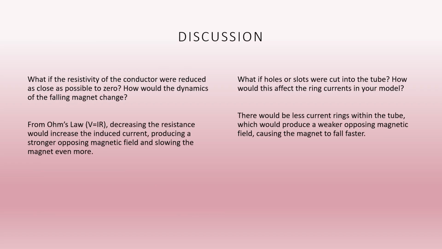Now for the discussion. If the resistivity of the conductor were reduced as close as possible to zero, how would the dynamics of the falling magnet change? From Ohm's law, decreasing the resistance would increase the induced current, producing a stronger opposing magnetic field and slowing the magnet even more. And also, what if holes or slots were cut into the tube? How would this affect the ring currents in your model? There would be fewer current rings within the tube, which would produce a weaker opposing magnetic field, causing the magnet to fall faster. And that's it.